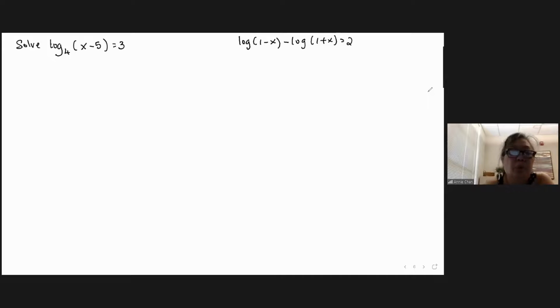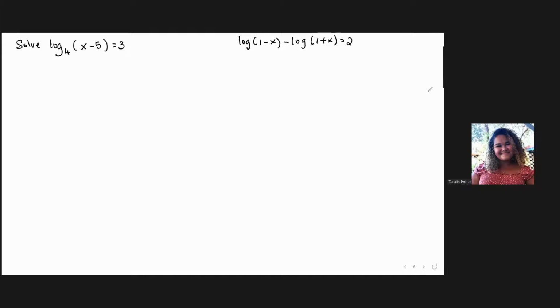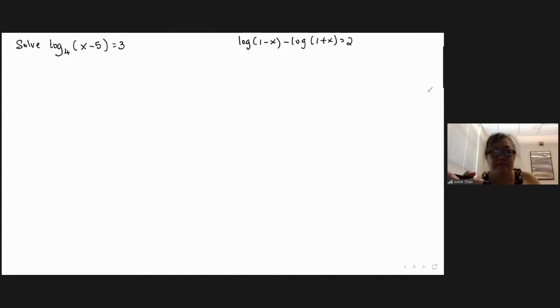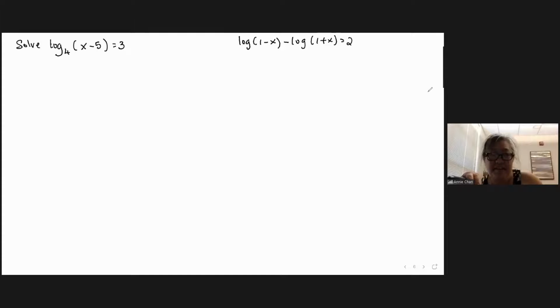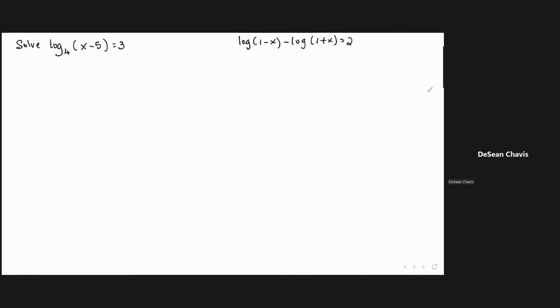Okay. I'm going to do a poll. Carolyn, what would you do? I'm trying to find that part of my notes. Okay. Deshaun, were you here when I did all the log talk? The log talk. So wouldn't it be 4 to the third power equals x minus 5? Okay, that's from Daniel, right? Yeah. Okay, let's see. Deshaun, what would you do? I'm not sure. I don't get these.